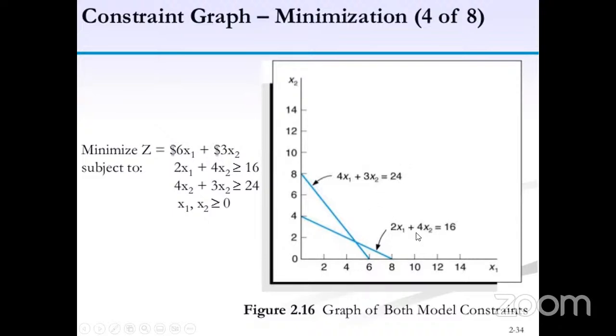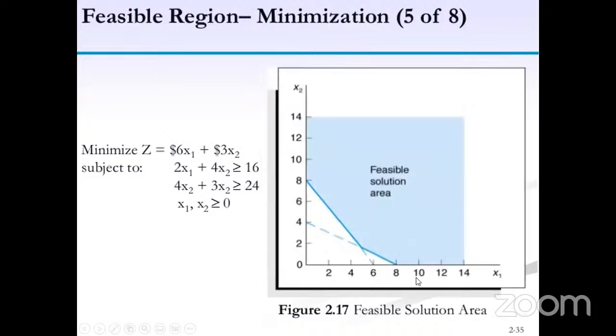So the area appears like this. The feasible solution area is this area. You can go above this, but not below this. If you come down, then you can't satisfy those two conditions. So this is the very important point in the minimization case, compared to maximization.